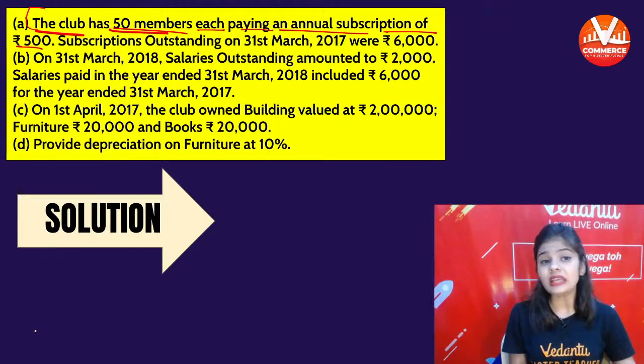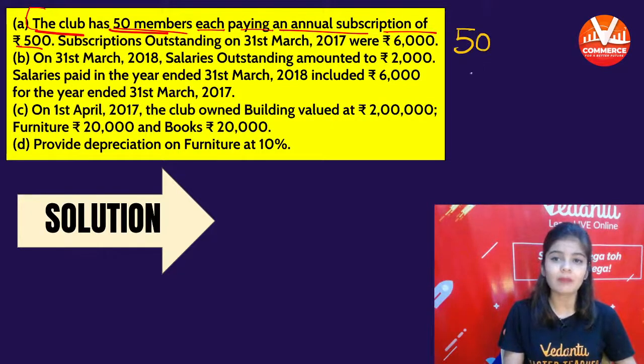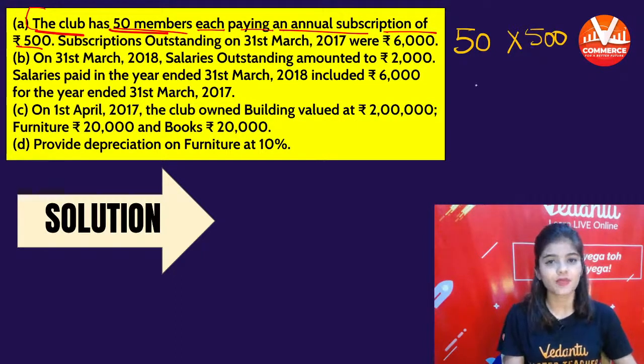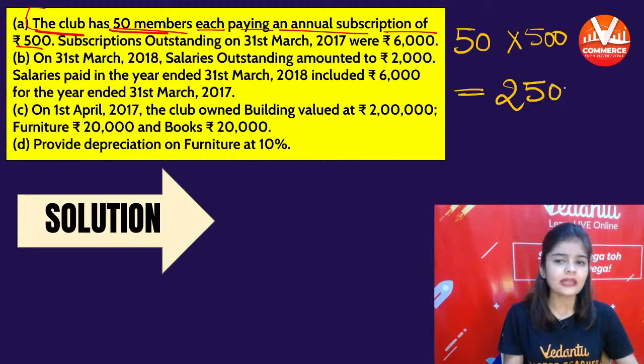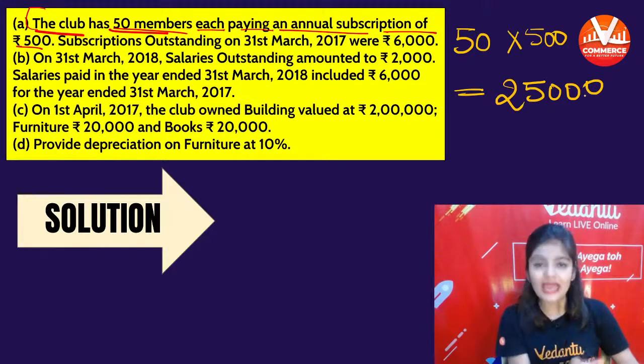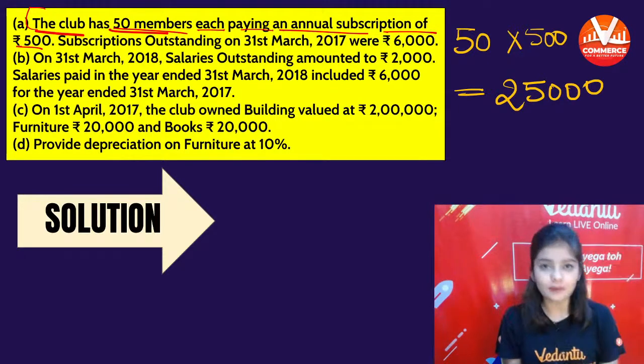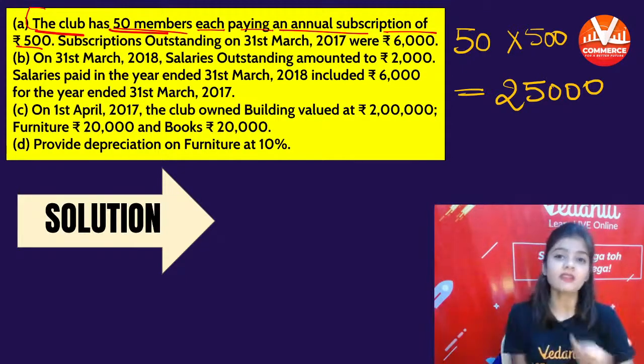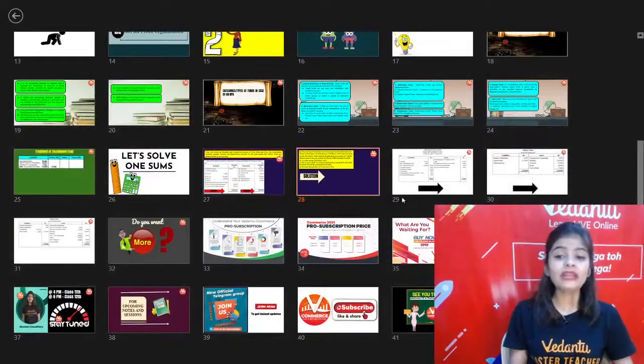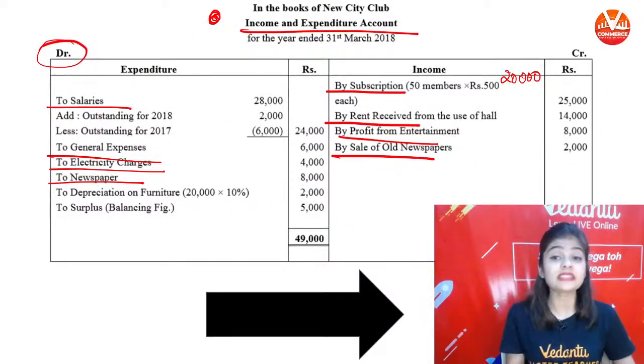How many members does the club have? It has 50 members. And each member will pay 500 annual subscription. So the total annual subscription of the current year is 25,000. If one member pays 500 rupees, how much will 50 members pay? 25,000. So now the total subscription of this year is 25,000. But out of 25,000, we have received only 20,000. How much have we received? Only 20,000 out of 25,000.